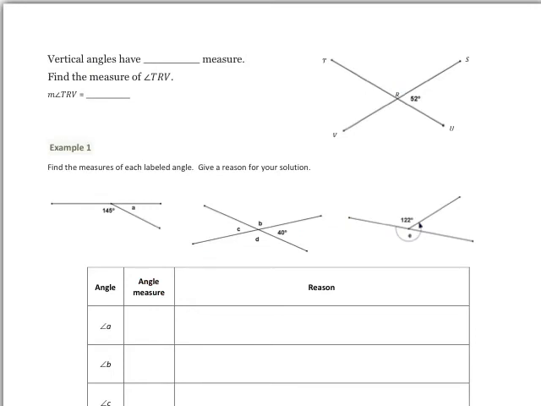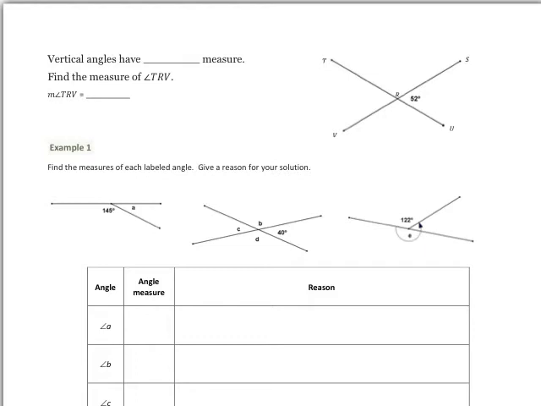The next justification that we will be using quite a bit this year has to do with vertical angles. Vertical angles are the angles that are across from each other when you have intersecting lines. So we have two sets of vertical angles. We have angle SRU and TRV. Those are vertical angles. Then we also have SRT and URV. These are also vertical angles.